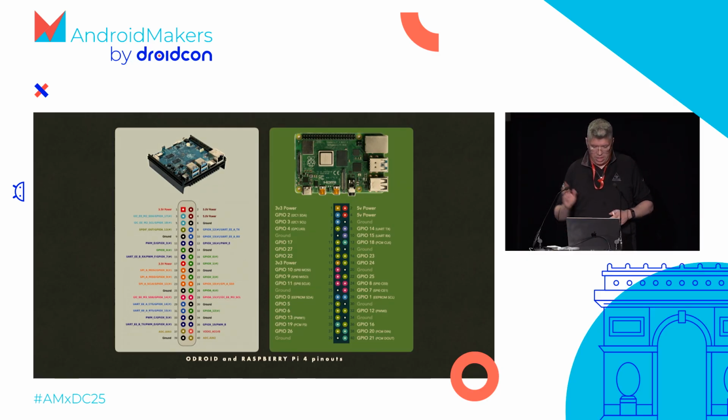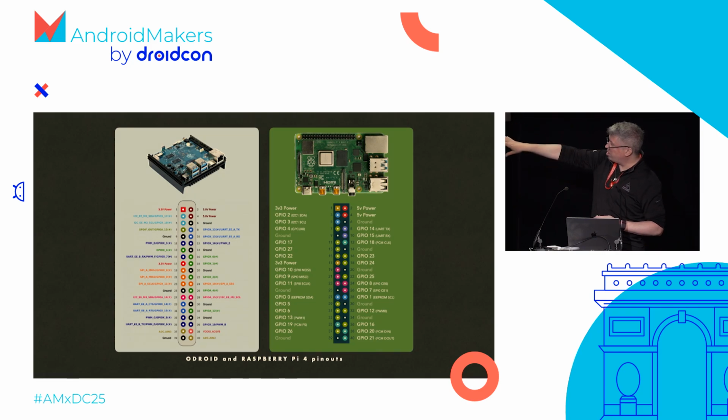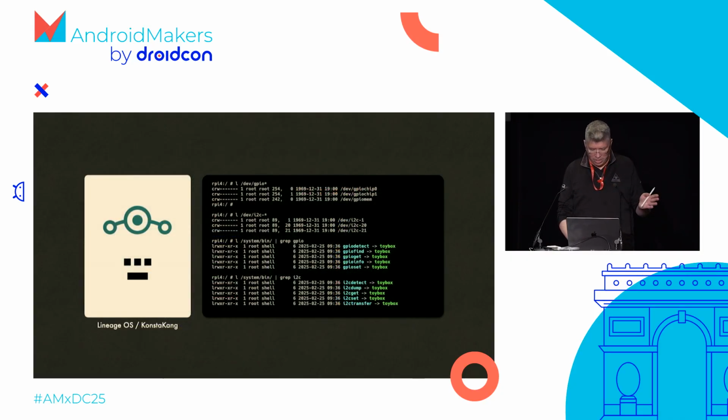All right, so last note here is that the Odroid and Raspberry Pis have similar but not exactly identical pinouts. On the Lineage OS install, I've talked about the device tree overlays.